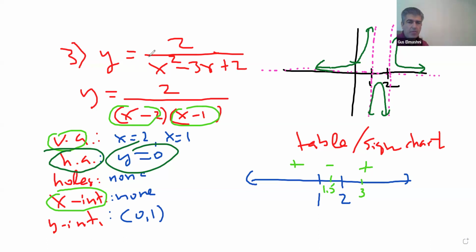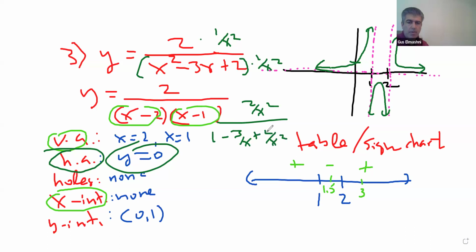Another way you could have done it too, I suppose, is you can multiply top and bottom by 1/x². Because then you get 2/x², you get 1 minus 3/x plus 2/x². So this just goes away, it becomes 0, right? And that becomes 0, that becomes 0. So 0/1 minus 0 minus 0 gets you 0. So you could do that too, if you want to do that.